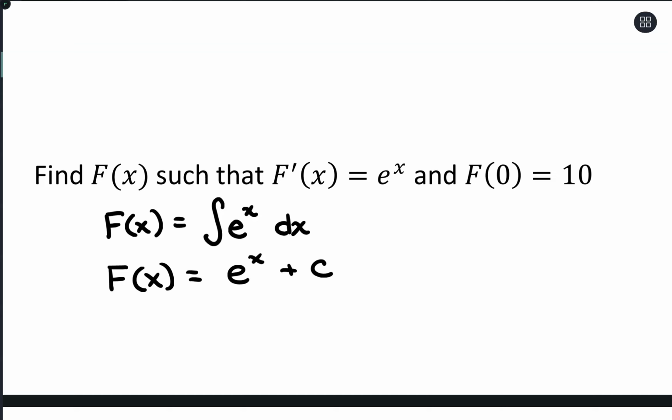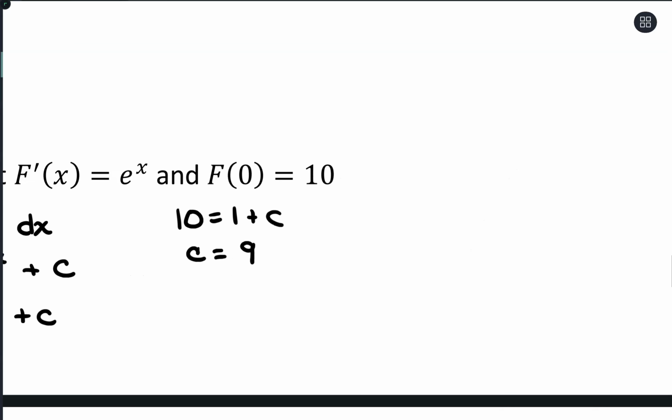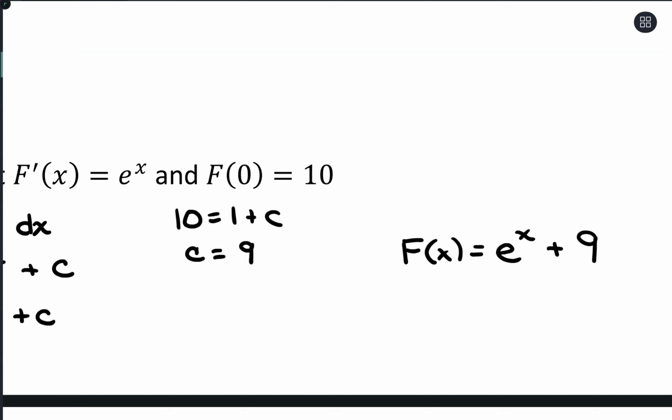But then what we can do is plug in output of 10 equals e to the input of 0. So e to the 0 power plus c, which is 10 equals 1 plus c, so c is equal to 9. So what that gives us is an exact function. F of x equals e to the x plus 9. So instead of c, we can have an actual value there, and then we could actually graph this. So the derivative function is going to be e to the x, but we have this relationship of a coordinate that our original function is going through.